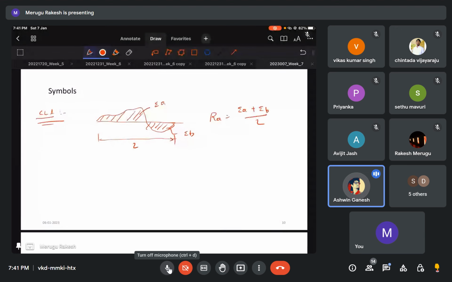Actually, here the sign convention doesn't matter, whether it is a peak or a valley. You just have to add the magnitude only. So the sign will not play any role.